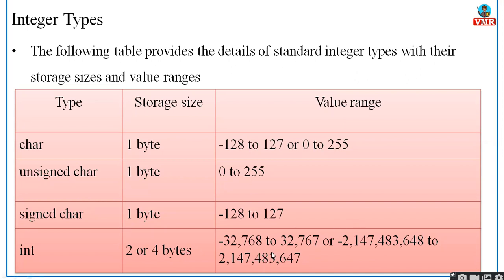-32768 to +32767. Or if it is some unsigned or signed values, then you will move on to -2147483648 to 2147483647. Clear? So char 1 byte, integer 2 or 4.